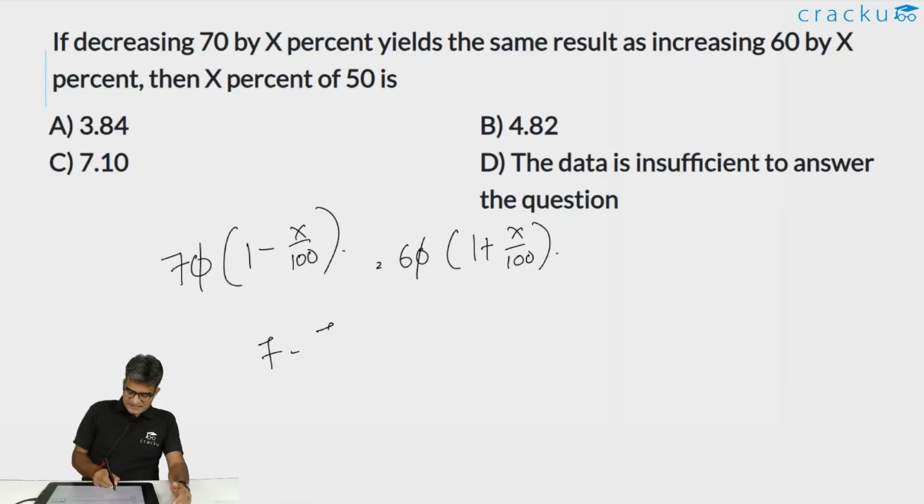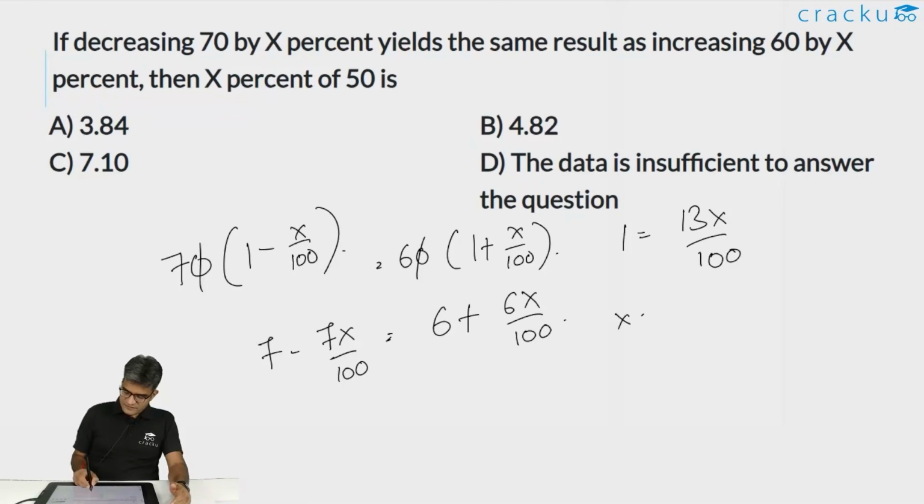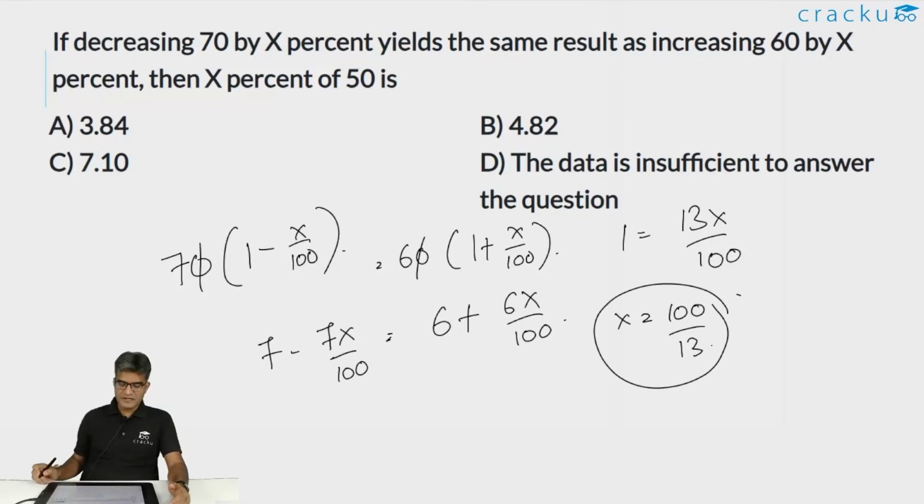If both of them are the same, we can cancel 0 and 0. 7 minus 7x by 100 is equal to 6 plus 6x by 100. Or the value of 1 is equal to 13x by 100, or the value of x is 100 by 13. This is the value of x. Now x% of 50 will be x divided by 100 into 50. This is the value of x% of 50. This is equal to x by 2.